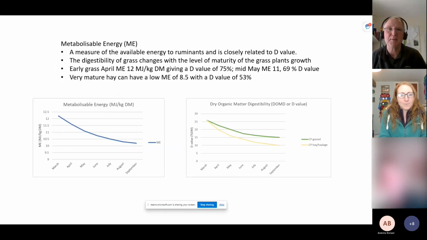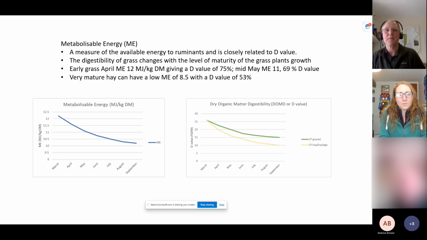ME, again, metabolizable energy. It does what it says on the tin: a measure of the available energy to ruminants. We're very much focused on ruminants as far as grass is concerned, but of course there are other animals that will eat grass as well and gain energy from it. But we're just going to review ruminants at the moment, cattle and sheep, and when we consider ME, we consider really the D value, or the digestibility figure.